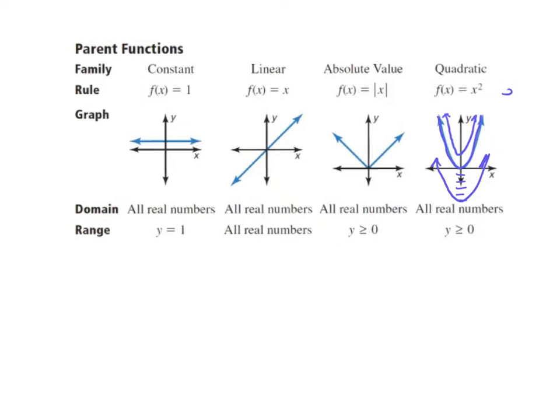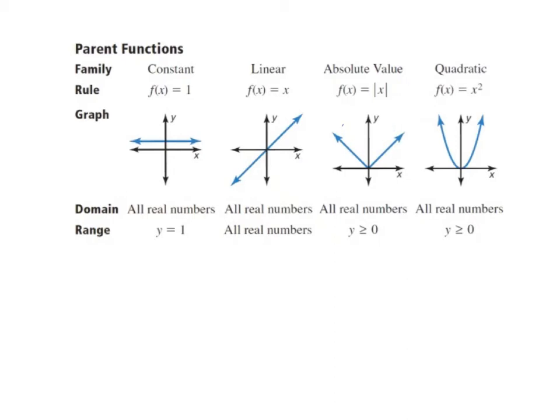Let's do the same thing now to the absolute value function. If I wanted the absolute value function to move up by 1, all I have to do is add 1 on the outside, and I've just translated it. I've slid it up by 1. So a number on the outside of the function moves it up or down.